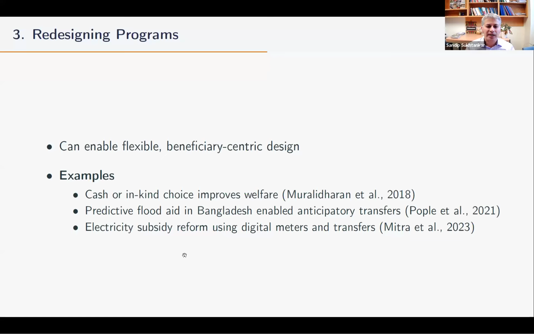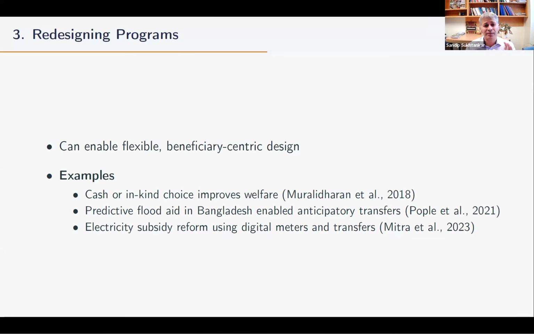I've mentioned redesigning programs, and I've talked a little bit about the cash or in-kind choice, but my case study here, what I want to show you or talk to you about is predictive flood aid. This is again a really nice example of how with the digital tools you can build in a lot of flexibility in the program and make it more beneficiary centric.